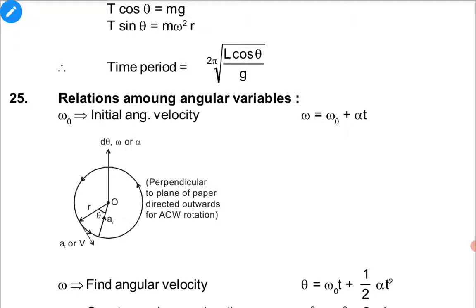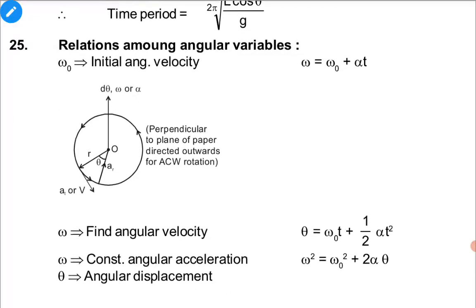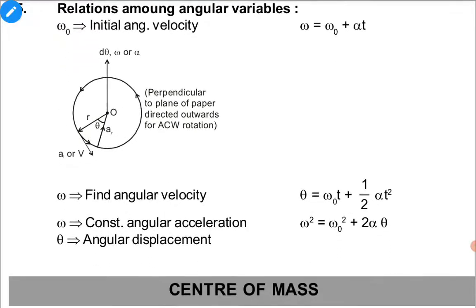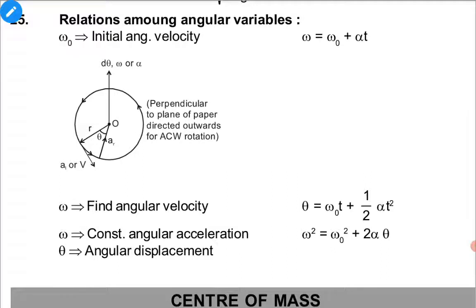Relations among the angular variables. Omega naught is the initial angular velocity. Omega equals omega naught plus alpha t. Theta equals omega naught t plus half alpha t square, where omega naught is the initial angular velocity, alpha is the angular acceleration, t is the time, and theta is the angular displacement. Omega square equals omega naught square plus 2 alpha theta.